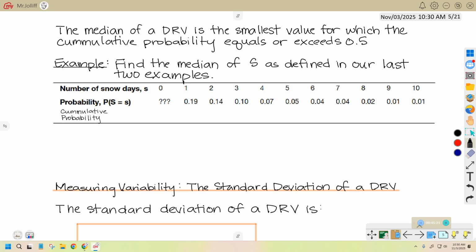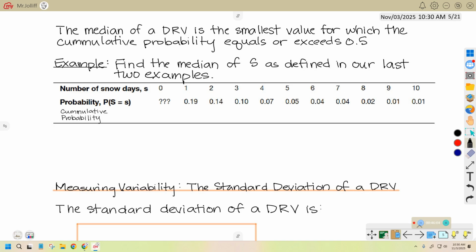So one quick concept. We talked about measures of center before, median and mean. We use the mean when the distribution is symmetric, the median when it's not, or when there's lots of outliers. We can do that here with a probability distribution. You can find the median. The median is the smallest x value for which the cumulative probability equals or exceeds 0.5. Because we know the median sits at exactly the halfway point, the 50% mark.